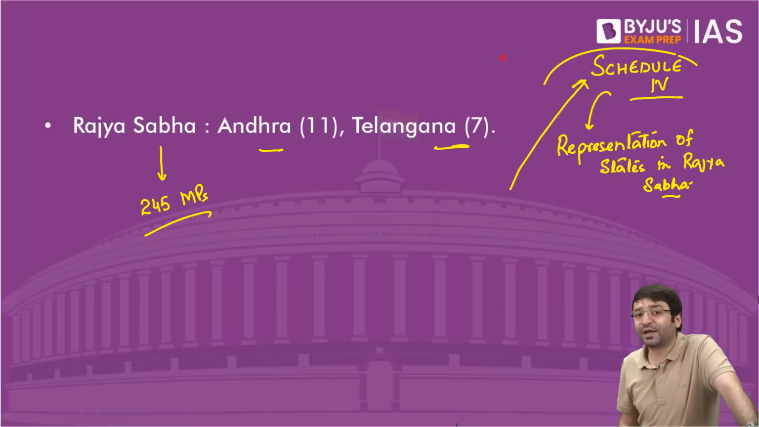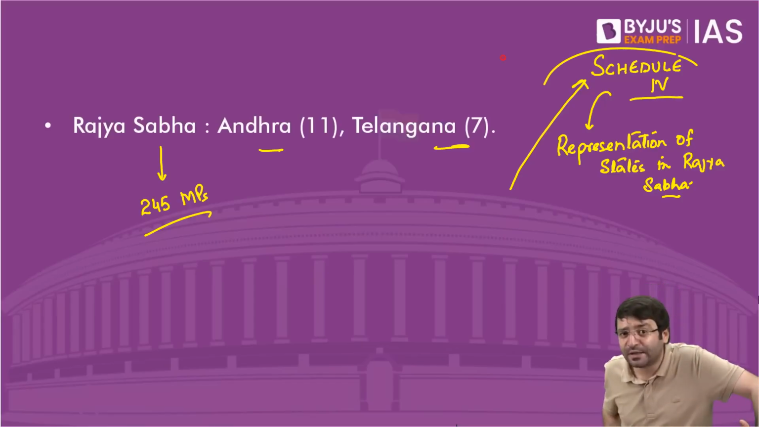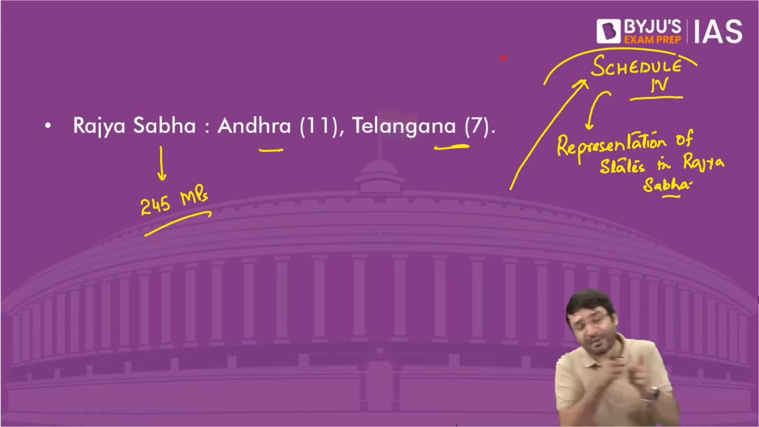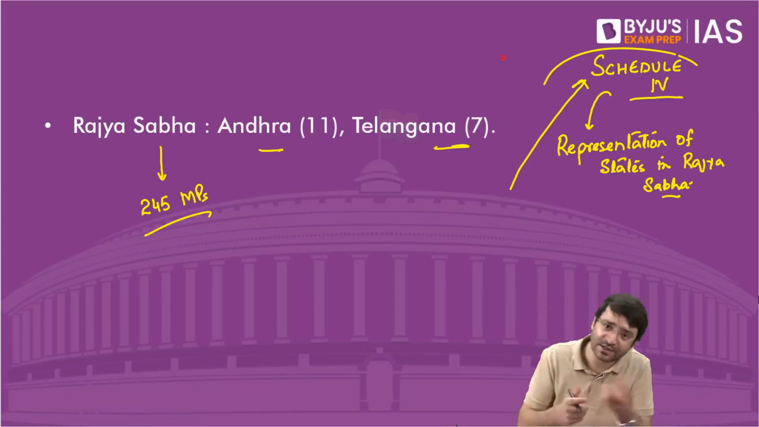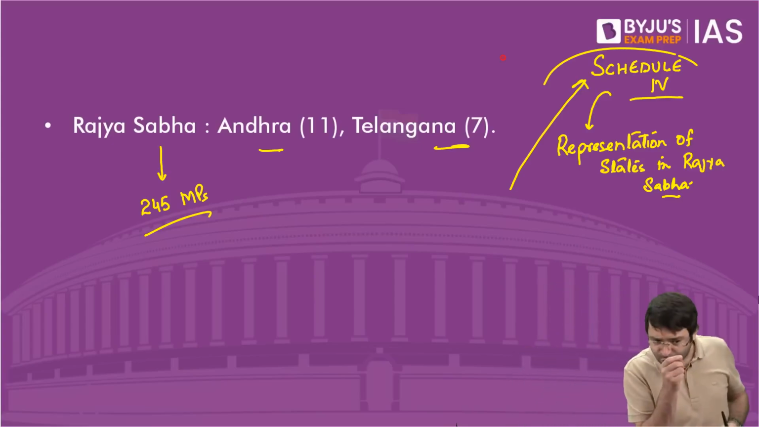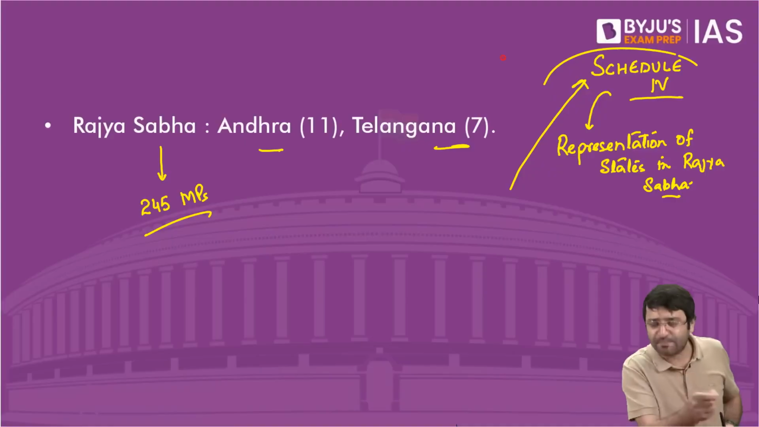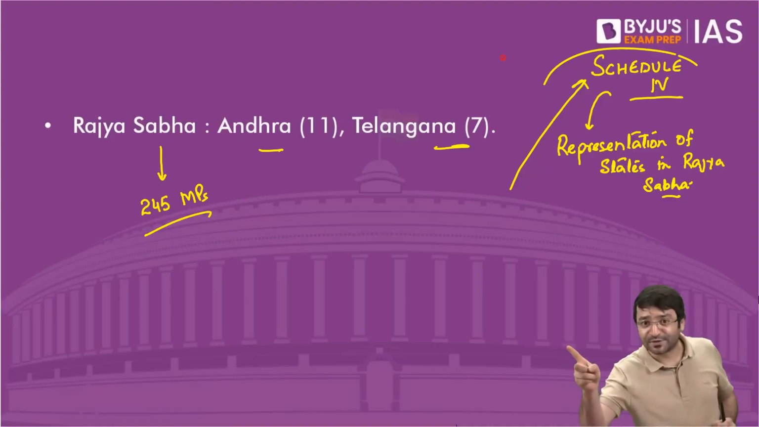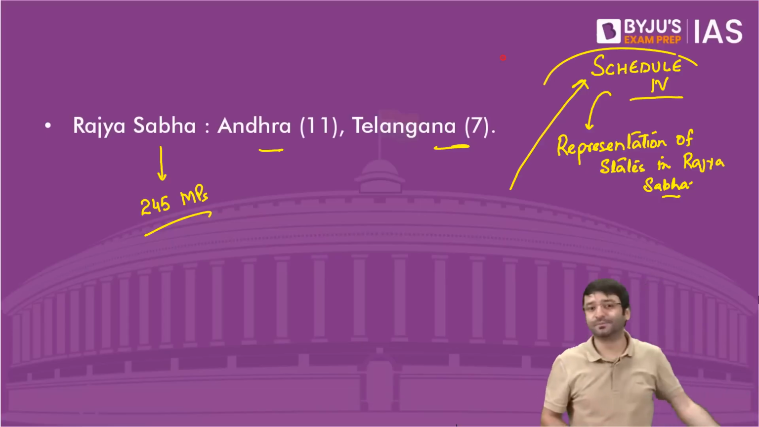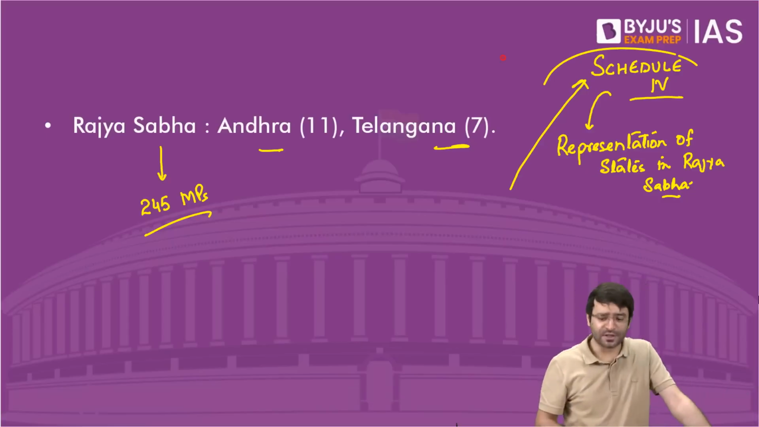But Andhra Pradesh reorganization bill is passed by what type of majority? Simple majority. But to amend the Constitution, what type of majority is required? Special majority. How can this law, which is passed by simple majority, amend the Constitution? Because constitutional amendment requires special majority. How is that possible?